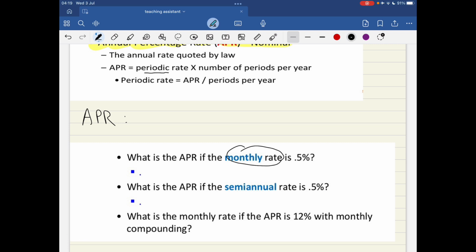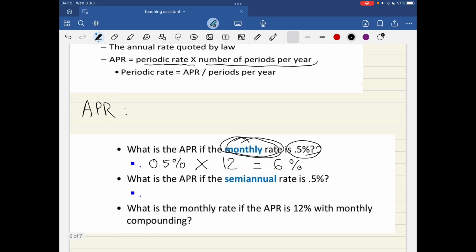APR is equal to periodic rate times number of periods per year. So monthly rate 0.5%, which means this one is the periodic rate. So periodic rate is 0.5%. Multiply by the number of periods per year. So this one is monthly calculated, and there are 12 months in 1 year. So you times 12. This one equals 6%.